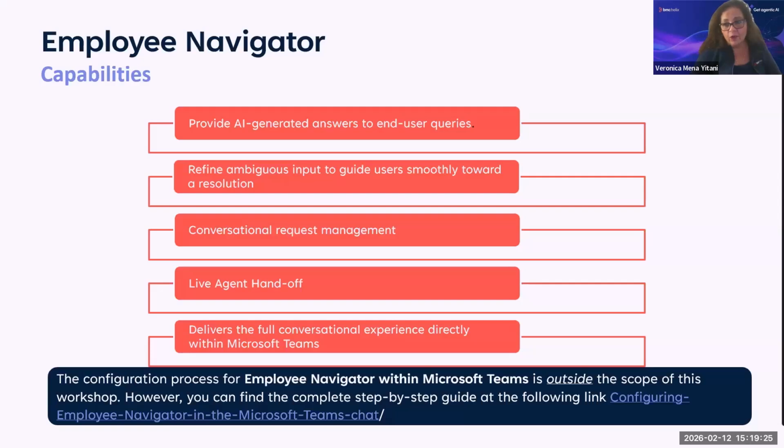However, if it is too complex or doesn't meet specific requirements, it will provide a direct link to the service instead. We recognize that some of the issues require a human touch. When necessary, the system performs a seamless handoff to the live agent, ensuring the user is never left without a path forward. And finally, the system can deliver this full experience directly with Microsoft Teams. This allows employees to get the help without ever leaving the application they use the most.